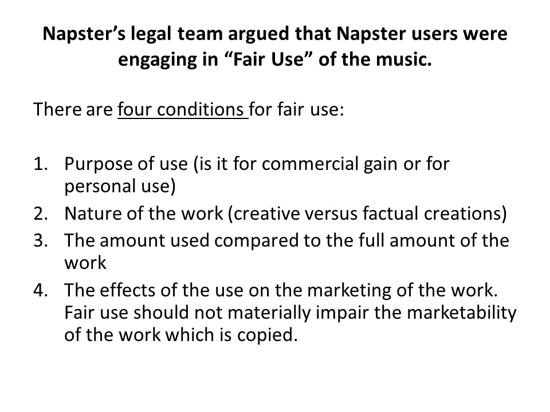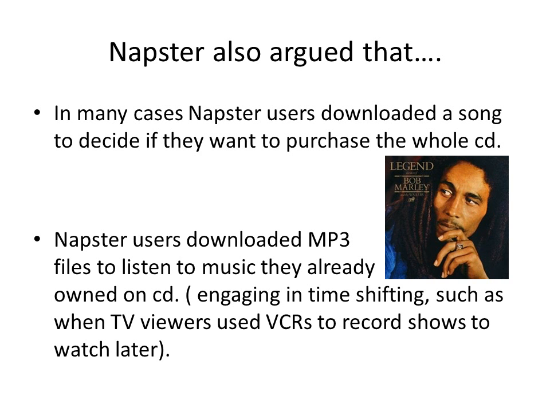And then number 4, the effects of the use on the marketing of the work. Fair use should not materially impair the marketability of the work which is copied. In other words, it shouldn't reduce the sales. So really that was one of the big issues that Napster had to deal with in court. Napster argued that Napster users downloaded a song to decide if they want to purchase the whole CD, thereby saying that they did not materially impair the marketability of the product.